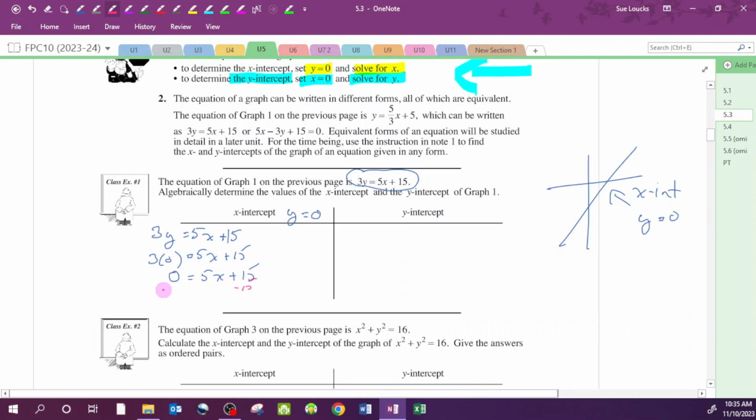I can subtract 15 from both sides. I get negative 15 equals 5x. Divide both sides by 5, and I get negative 3 equals x. So my x-intercept is either negative 3 or (-3, 0). Depending on whether you're asked specifically for the coordinates of it. If you're asked for the coordinates, you need to give this one. Otherwise, generally, you can use either.